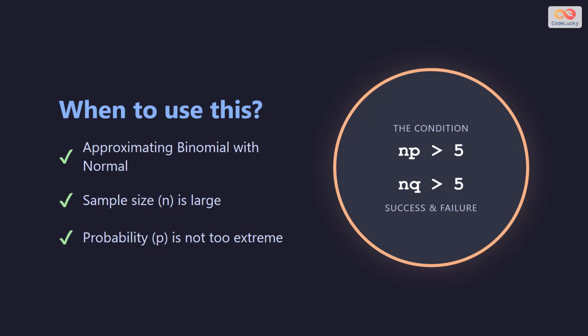You don't use this for every problem. This is specifically for when you are using the normal approximation to the binomial distribution. The general rule of thumb is that your sample size, n, should be large enough so that n times p and n times q are both greater than 5. If these conditions are met, the normal curve is a good enough fit to justify using this correction.